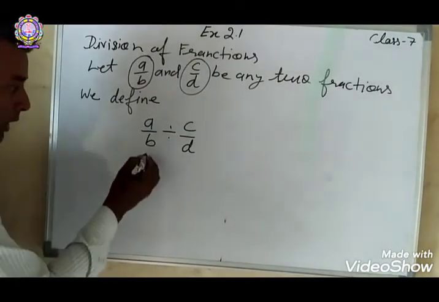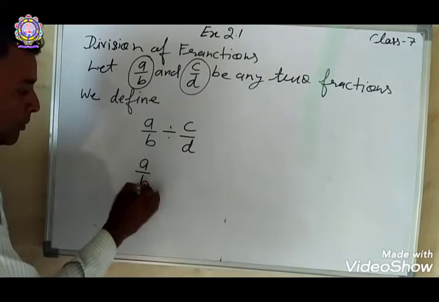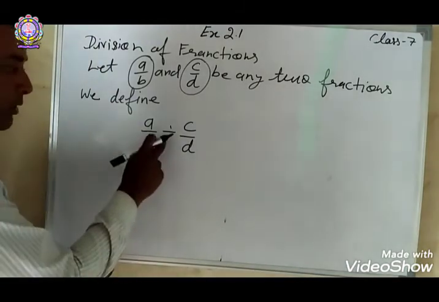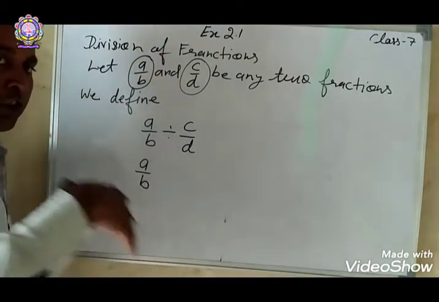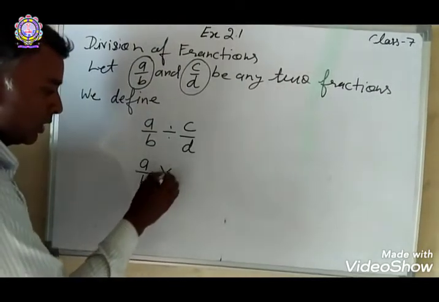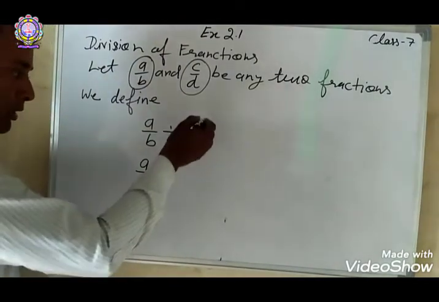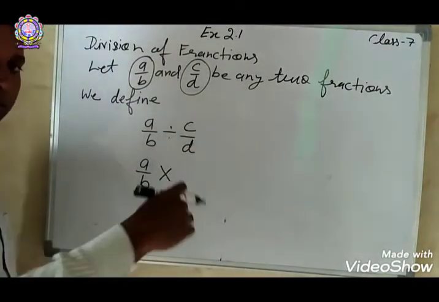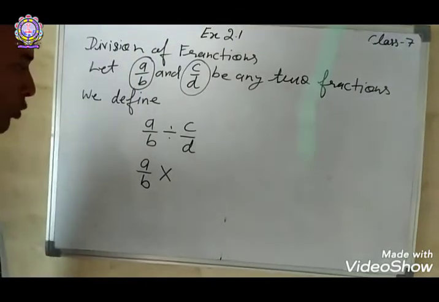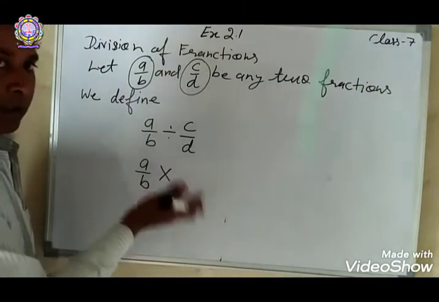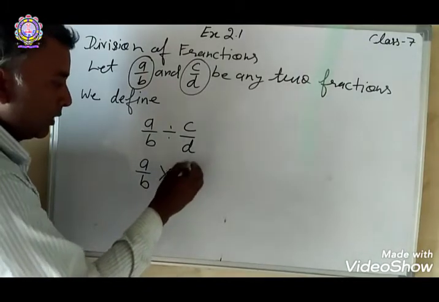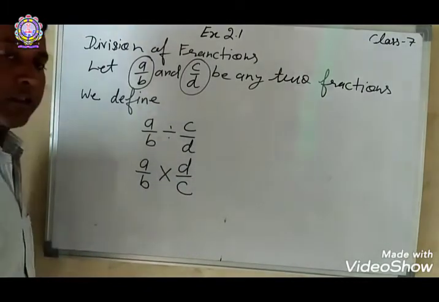And A upon B: division changes into product, and this fraction changes into its reciprocal. So what is the reciprocal of C upon D? D upon C.